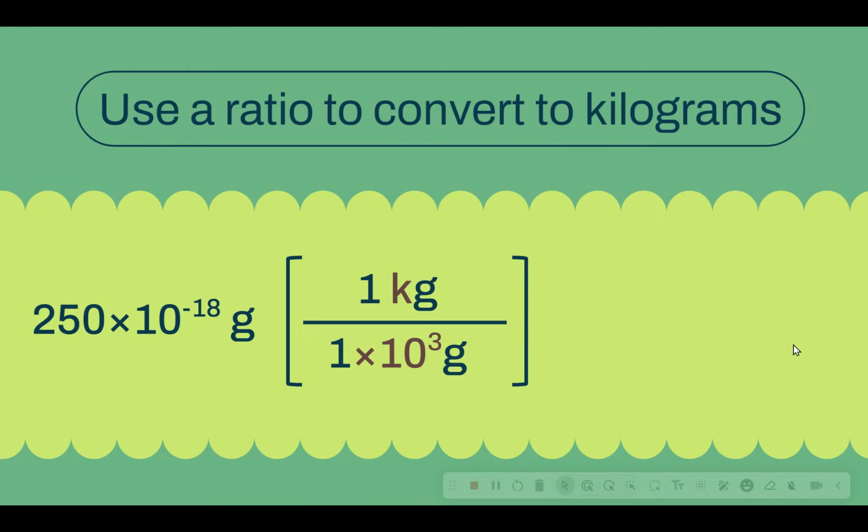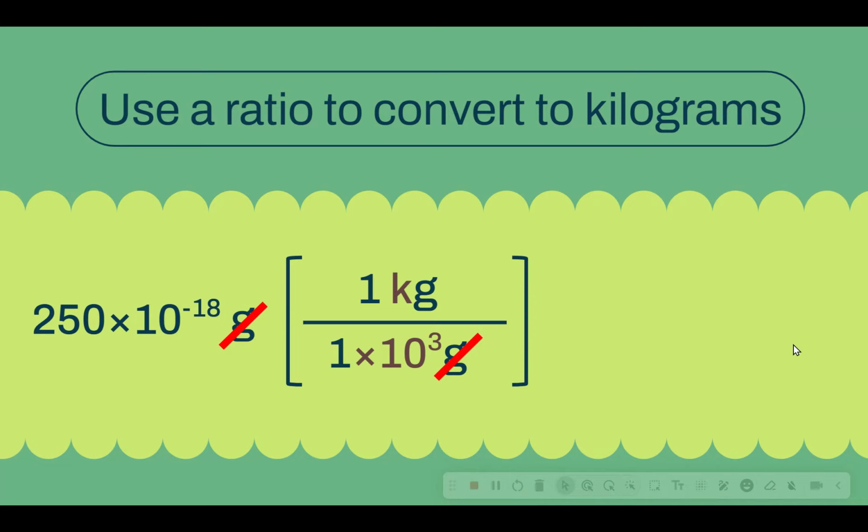The reason this setup of my ratio is so important is because kilograms is on the top, it's what I want to end up with, and grams is on the bottom, I can see that the grams in my original measurement and the grams on the bottom will basically cancel out. Grams over grams, they're gone. It means that what I'm going to be left with for a measurement is a measurement in kilograms.